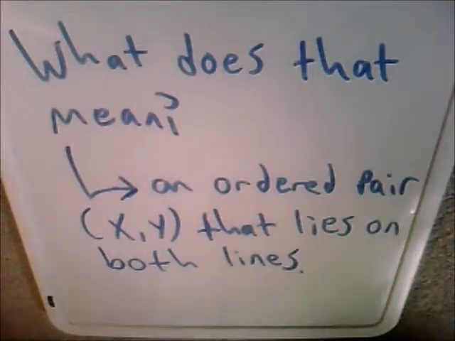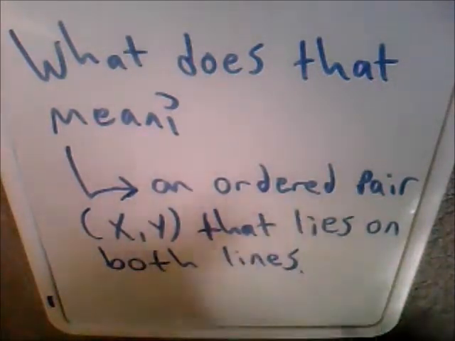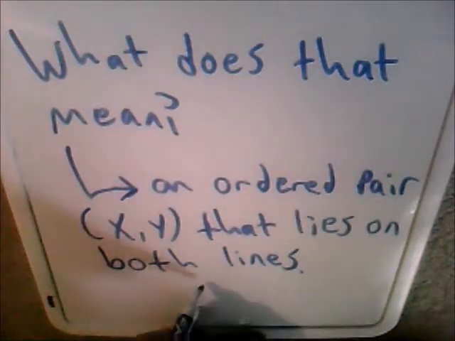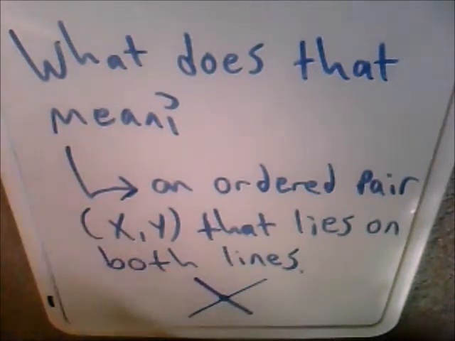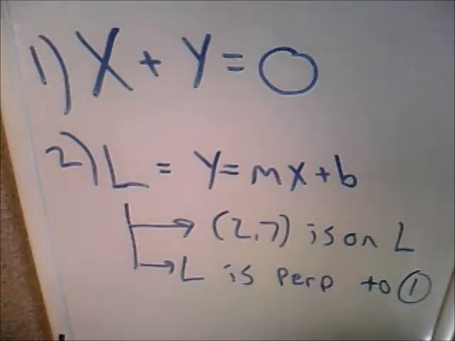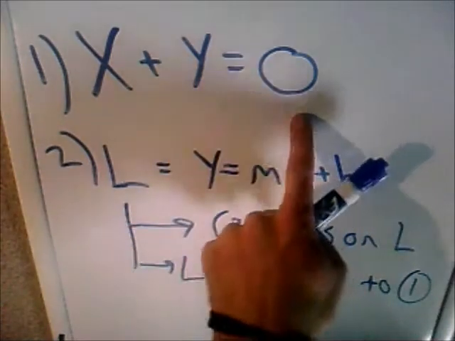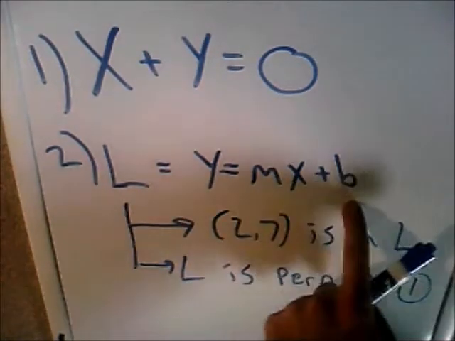So we need to know what the intersection of two lines is. Well, what does that even mean? An intersection of two lines is just an ordered pair, x comma y, that lies on both lines. This makes sense because it's where one line intersects another line. Boom. So our point of intersection we must solve for needs to be on both of these lines, the line x plus y equals 0 and the line L, which can be defined by y equals mx plus b.